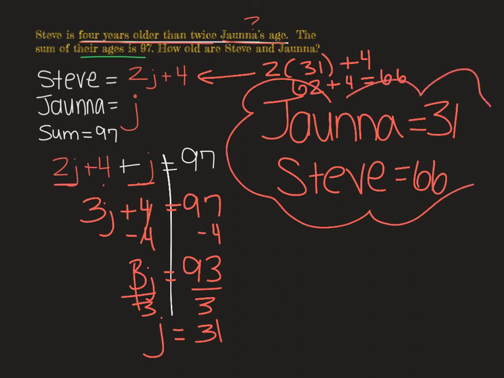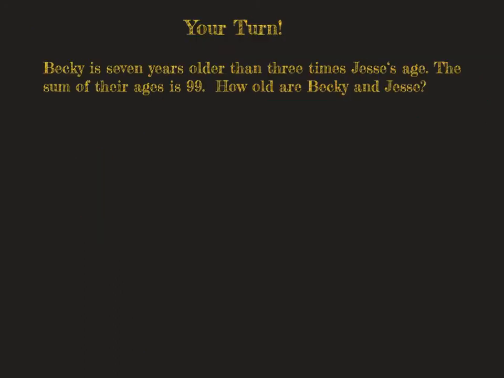And then to check if we're correct, we can just make sure we do 31 plus 66 and make sure that we get what we started with up here, 97, and it works. So we know that our answer is correct.